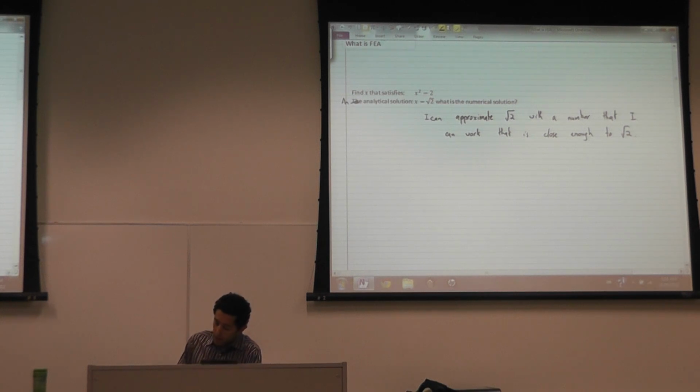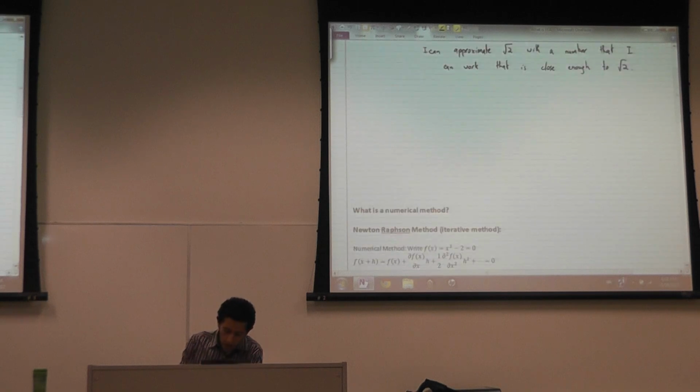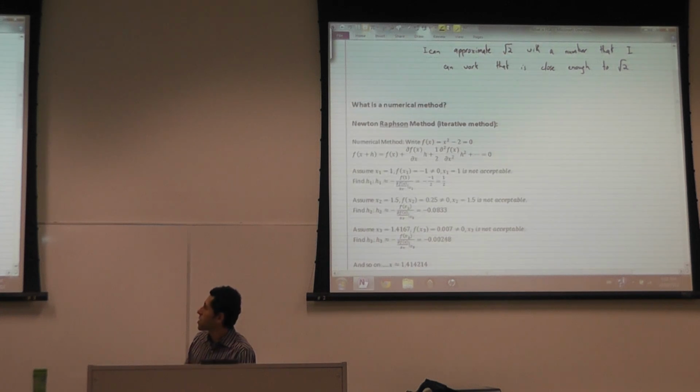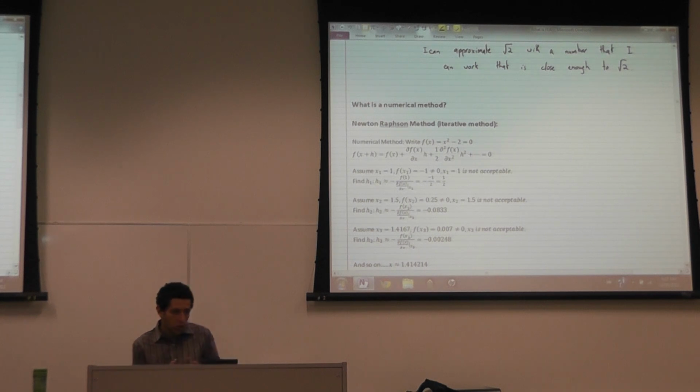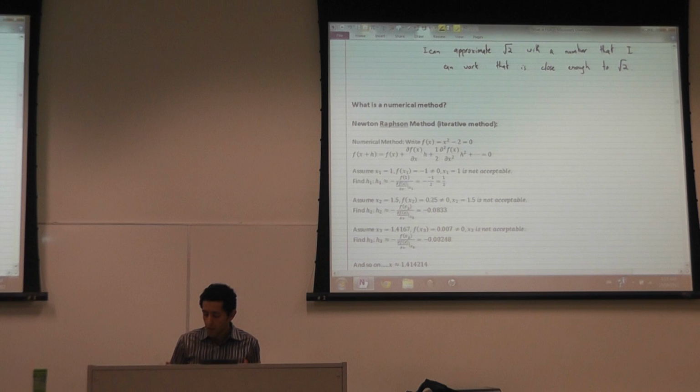And hence comes a numerical method. A numerical method finds a numerical solution to a problem, and that numerical solution is close enough. Of course, we're not going to study whether the solution actually exists. We're just going to assume, yes, a solution exists, and this solution might be something like root 2, and I'm trying to find an approximation to it. So there are different iterative methods to find an approximate solution to this problem. For example, the Newton-Raphson method, which we will study in more detail closer to the end of the course.